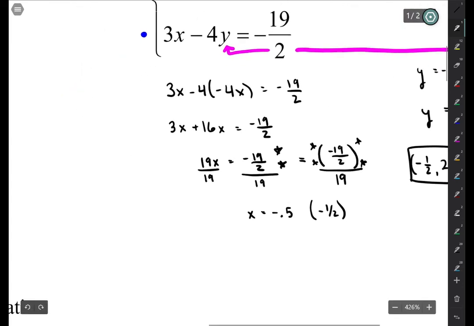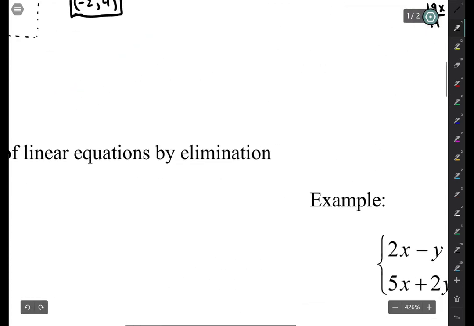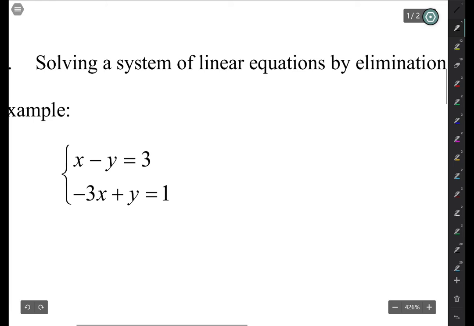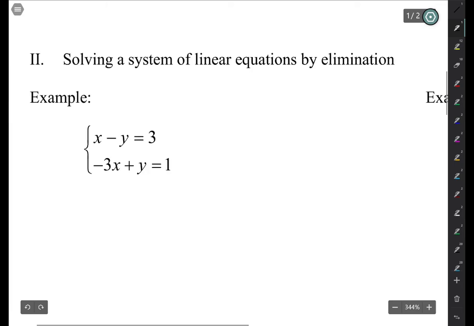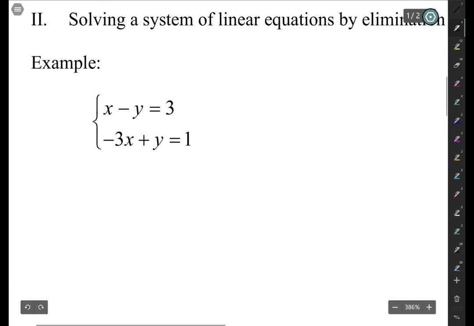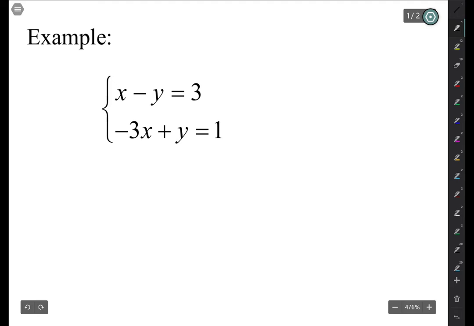Alrighty. The next method is elimination. Elimination, you have your options as to what you should do. You can practice each, though, to get stronger. Elimination, the goal of these is to have opposite coefficients. So we're not going to solve, but we want opposite coefficients of a variable.